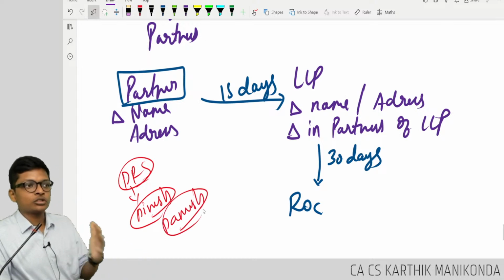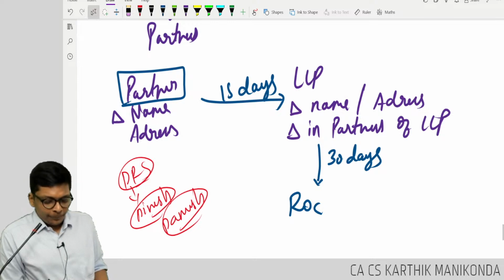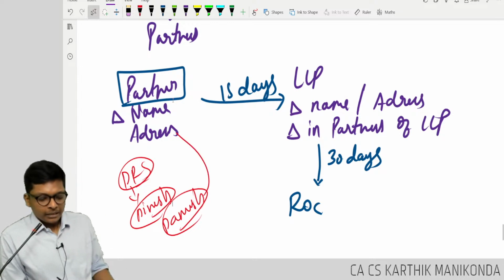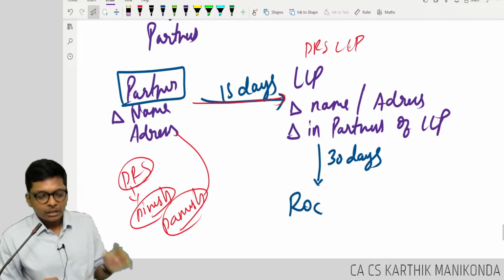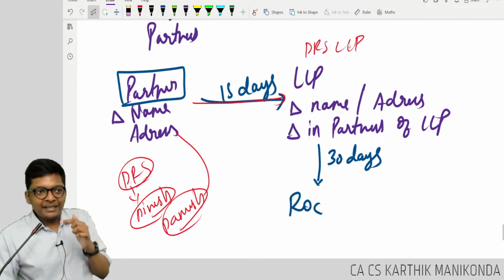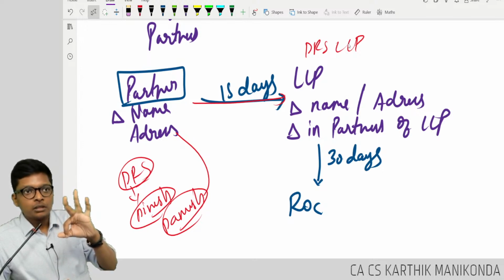Dinesh changed his name to Dhanush, guys. Okay. Now, partner, or he changes address. Dinesh has to inform DRS LLP within. This LLP should intimate ROC about the change within.